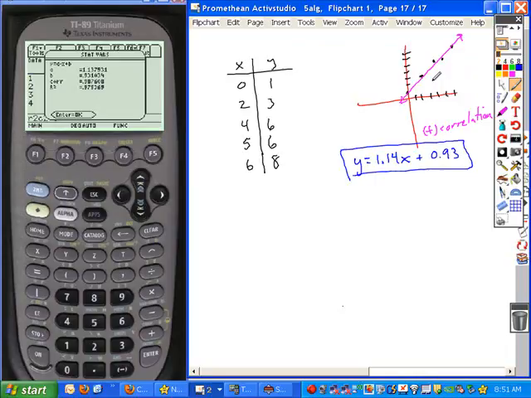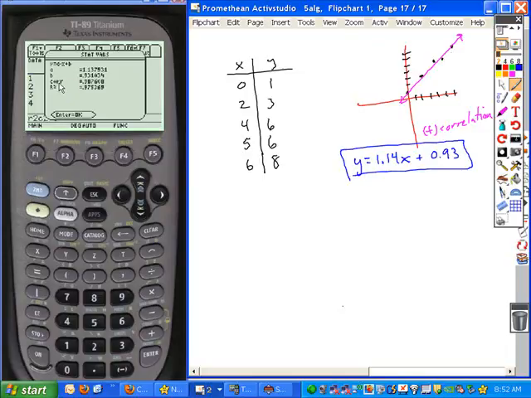Eileen, question? On the notes, can you explain the first part of correlation? As far as the positive, negative, or no? Positive correlation means you have a positive slope. Negative correlation means the slope's negative, and no correlation means you can't even fit a line. There's no consistent line in that.